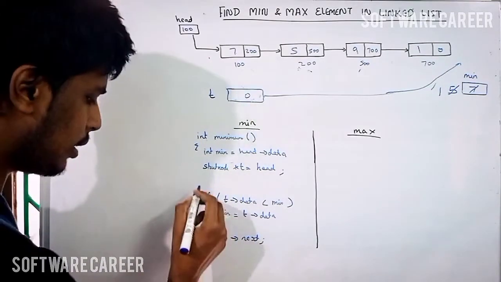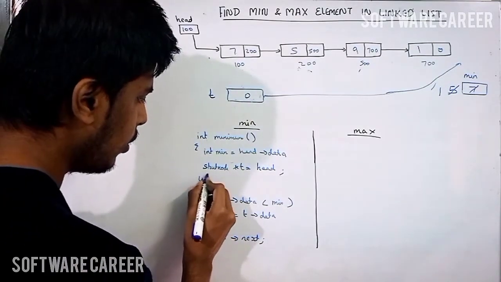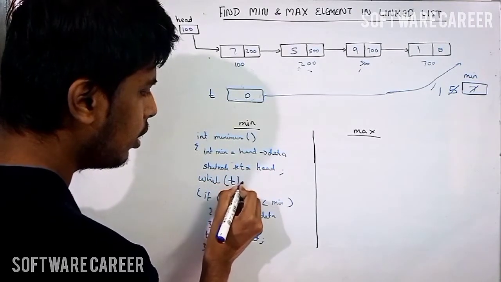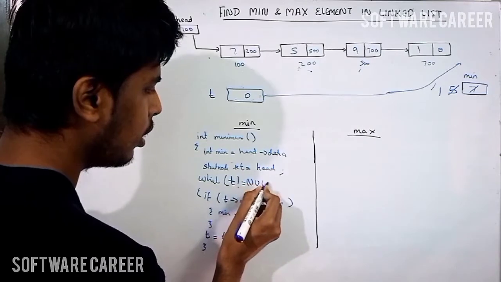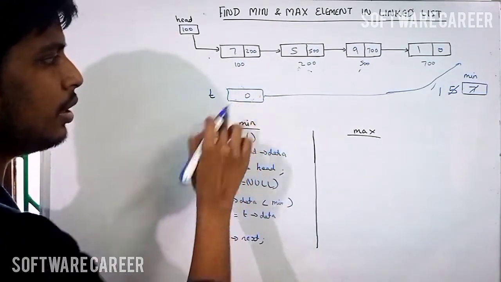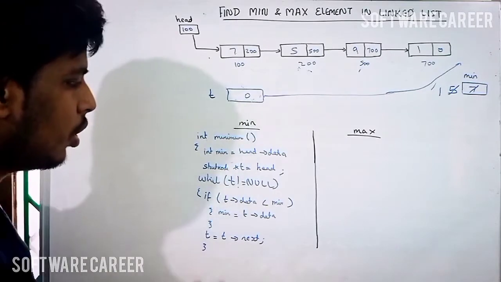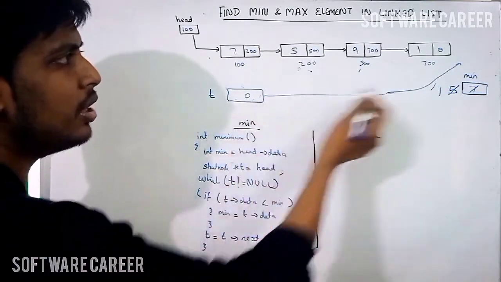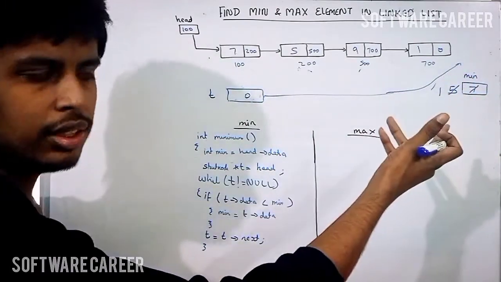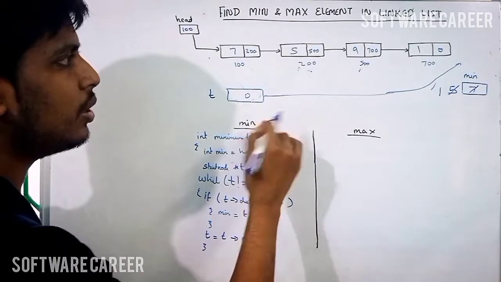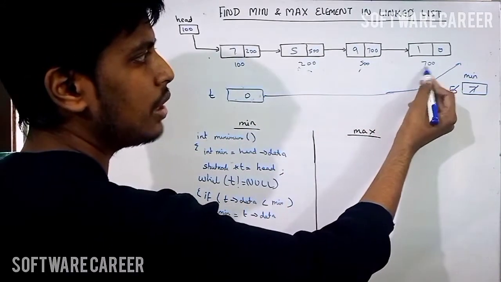So I am writing that condition. See, while t not equals to null. That means what? Suppose in this case t is equal to null, t is equal to 0. So it does not enter into this condition. It does not compare t data, 0's data, there is no node present here. So it does not compare with minimum. So it stops here. It travels till this node, till 700.